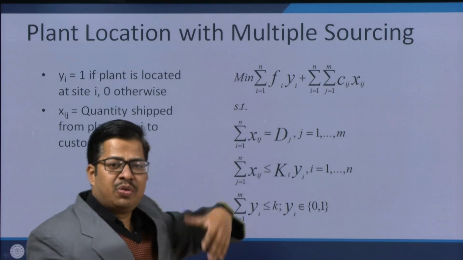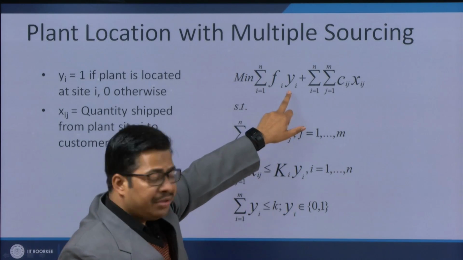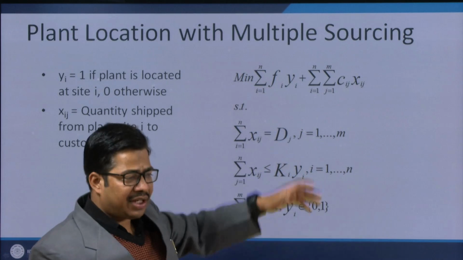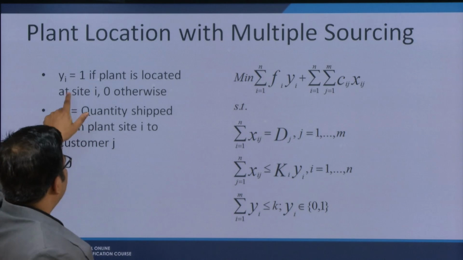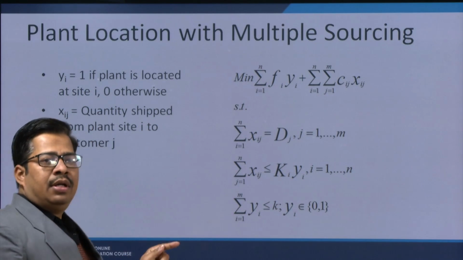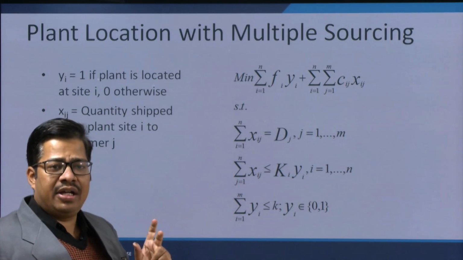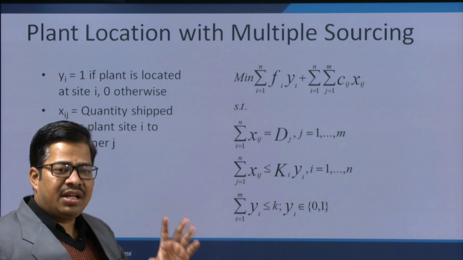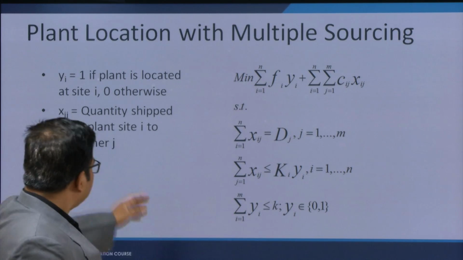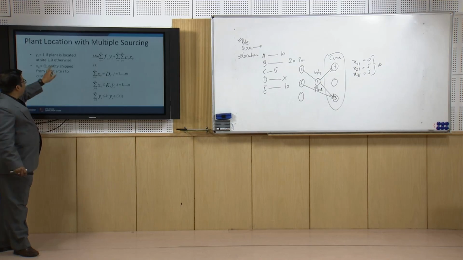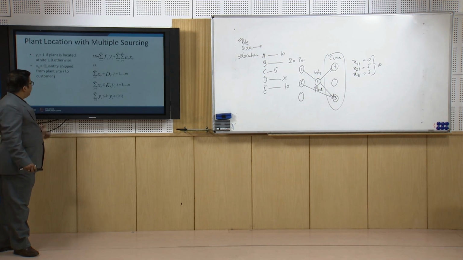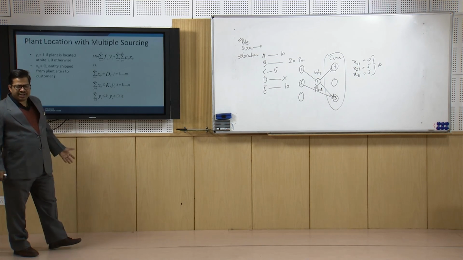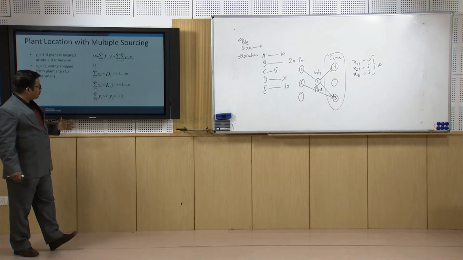I introduce a new decision variable here, yi, and yi signifies whether I want to have a plant at a particular location or not. So yi takes a binary value. Yi is represented as a binary variable in our model. It can take only two values, 1 or 0. The value of 1 signifies that there is a plant at a particular location, and 0 means we are not interested in opening the plant at a particular location.